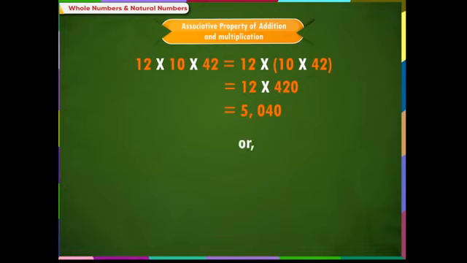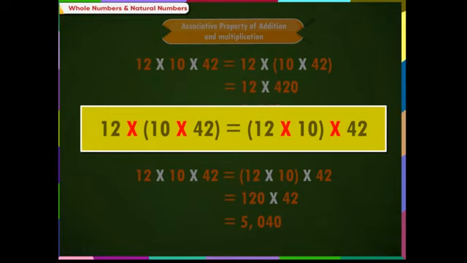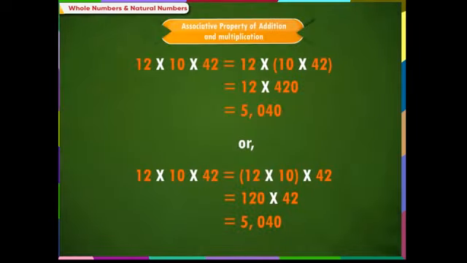5040. To multiply these 3 numbers, we can also associate the first 2 numbers. That is 12 multiplied by 10 in bracket multiplied by 42, which is equal to 120 multiplied by 42, which gives 5040. In both the cases, the product is same, which is equal to 5040. So, we can conclude that if 3 or more whole numbers are to be multiplied, the product will be the same even if the order of the numbers are changed.